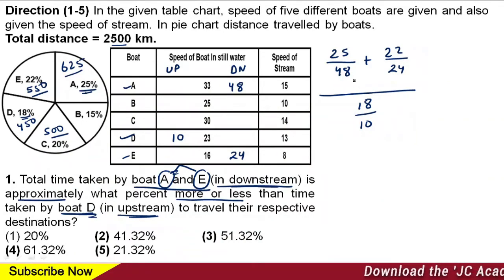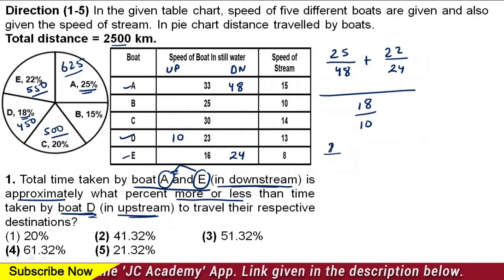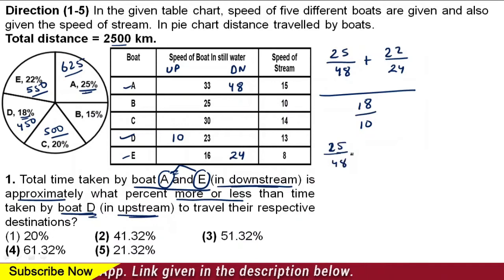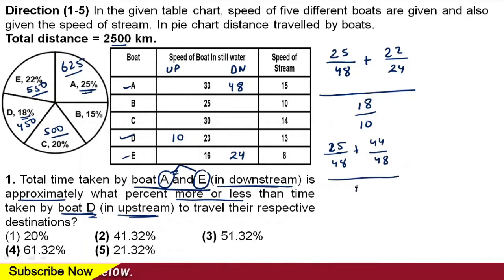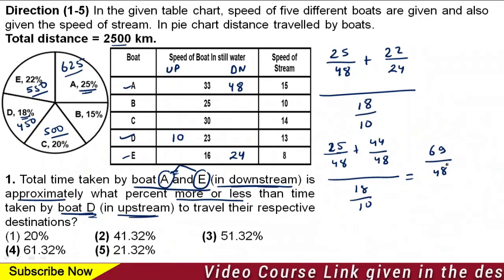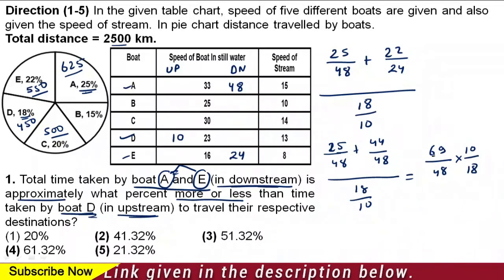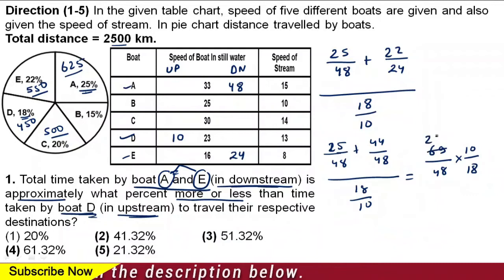Now to make the calculation even easier, what we can do is take the LCM of 48 and 24. It can be rewritten as 25 upon 48 plus 44 upon 48, upon 18 upon 10, right? So now let us see. 25 and 44 is 69. So we have got 69 upon 48. It is divided by 18 upon 10. So multiplied by 10 and 18 comes over here, right? So we can cancel this with 3, 23 times, and 3 goes into 18 six times.